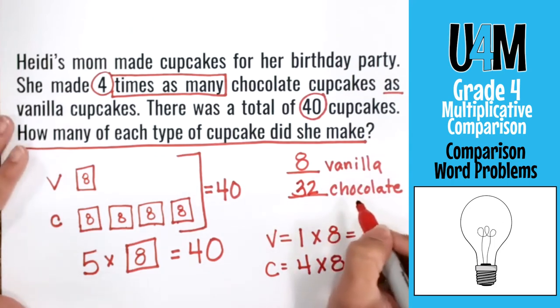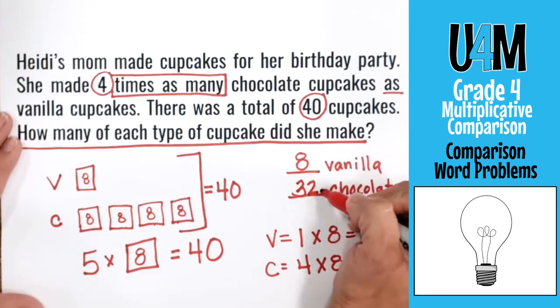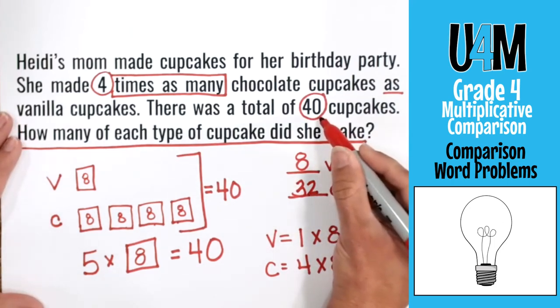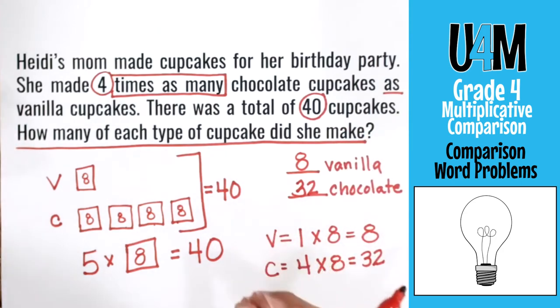If you wanted to check, you could add 8 plus 32 and that would equal 40. Whereas when students were saying 4 and 10, well, that only equals 14. Do you see how this could drive people a little crazy, especially when it's something new that they don't understand? Yeah, me too. So let's try one more problem just so that I'm sure that you have it.